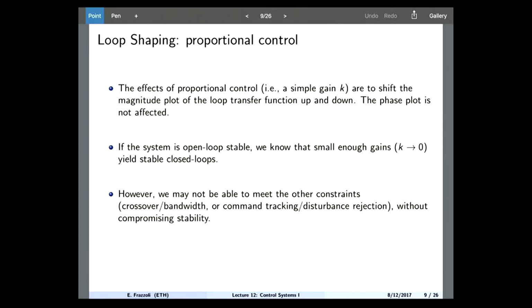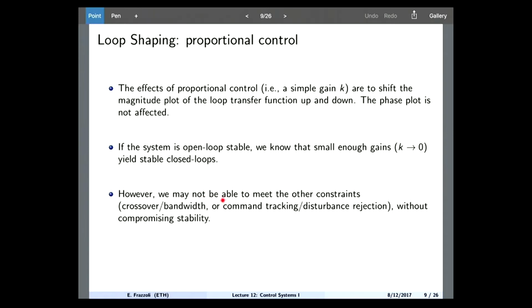If the system is open loop stable, then we know that for small enough k, as k goes to 0, the closed loop will also be stable, okay? Because essentially, if I set the gain to 0, it is essentially the open loop behavior.